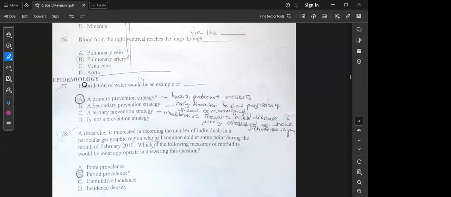A researcher is interested in recording the number of individuals in a particular geographic region who had a common cold at some point during the month of February 2010. Which of the following measures of morbidity would be most appropriate in answering this question? Point prevalence, period prevalence, cumulative incidence, incidence density. I think we should also define those terms, just in case the next question won't be like this. Somebody can check point prevalence, somebody cumulative incidence, incidence density, and period prevalence.